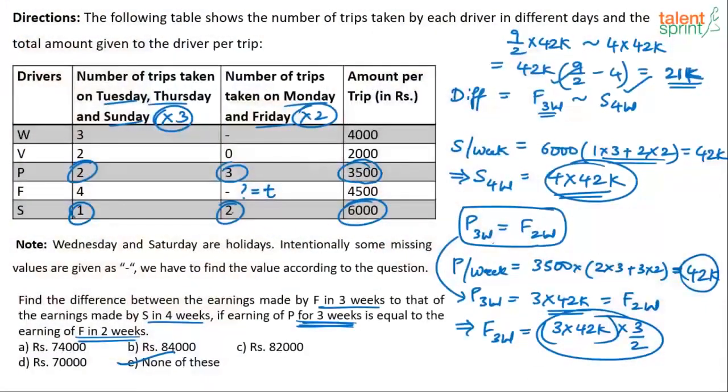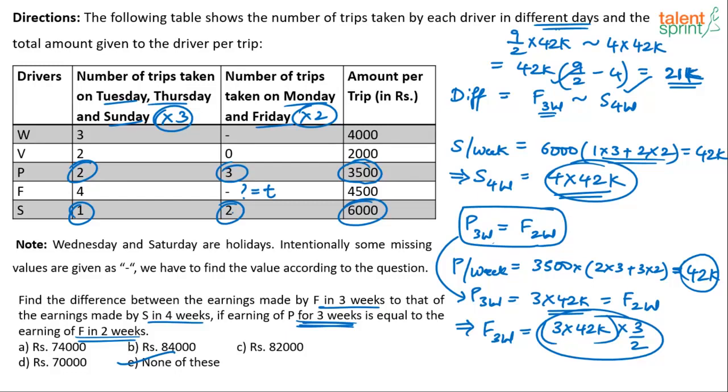Okay, we have a question here. Where is it written that they take these number of trips each day and not the total number of trips on Tuesday, Thursday, and Sunday? Or is it itself understood? No. If you see, read the directions. The following table shows the number of trips taken by a driver in different days. So it actually means 3 trips on Tuesday, 3 trips on Thursday, and 3 trips on Sunday.